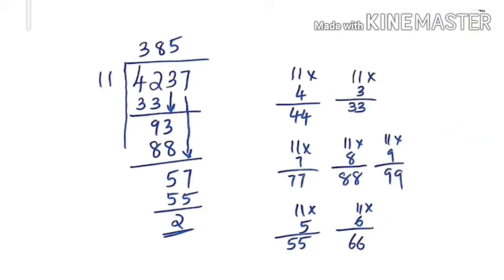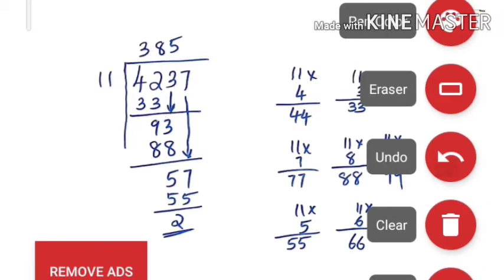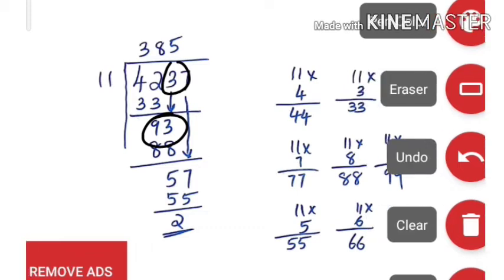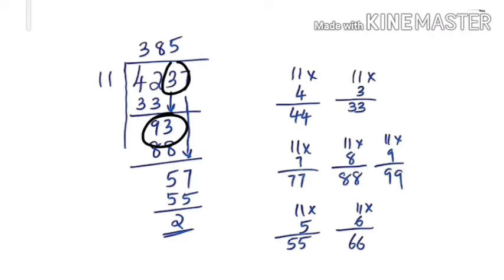Now subtract it. 42 minus 33 gives you 9. Bring down the next number, that is 3. While you are bringing down, it will become 93. Now how many 11s are there in 93? Just assume a number.